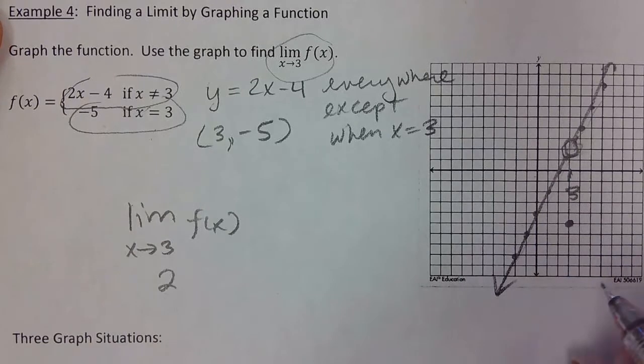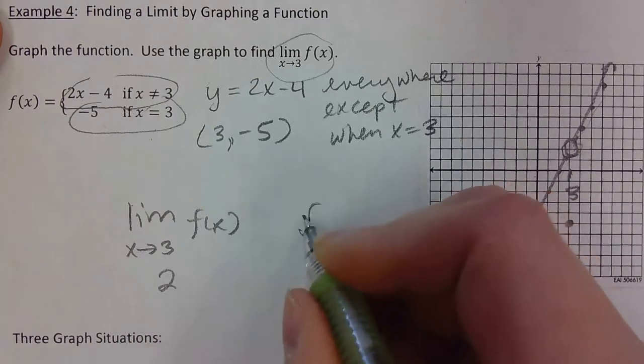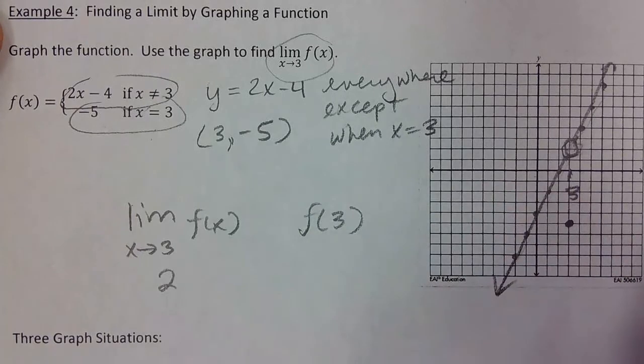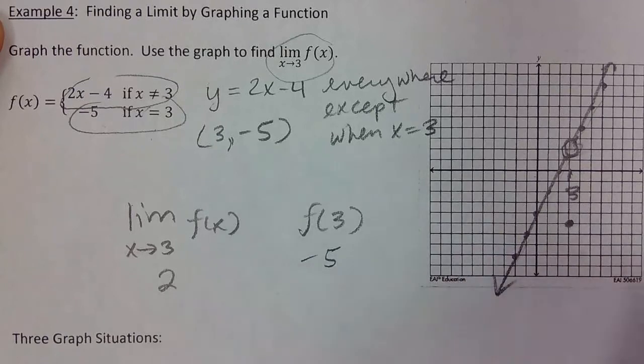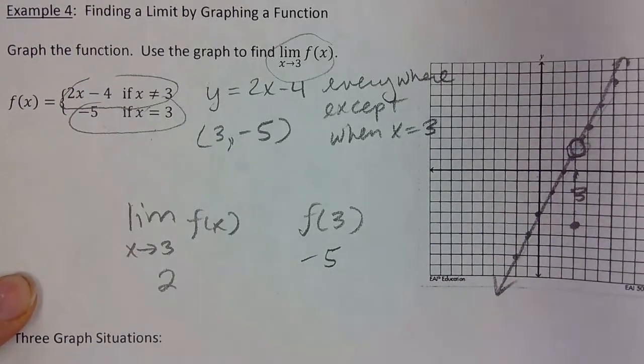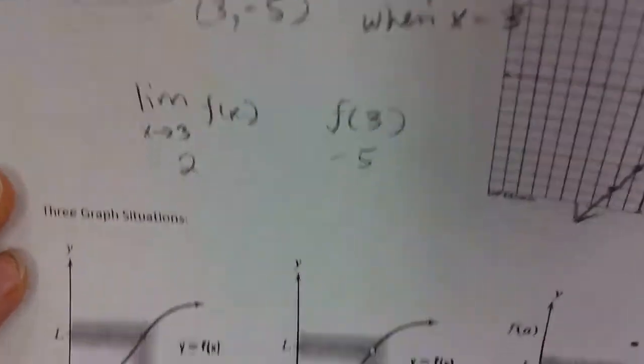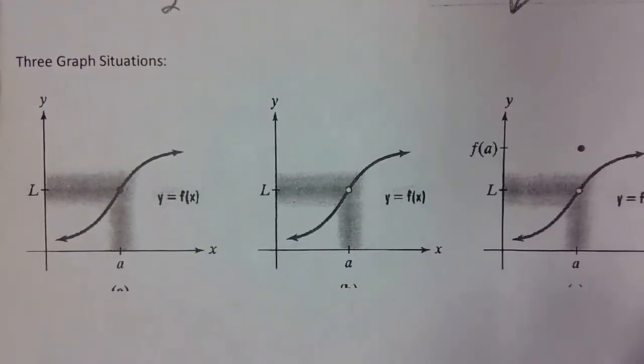If I take it an extra step, though, I would find once again that when I find the value of my function at 3, so when I find f of 3, it doesn't actually equal 2. It actually equals this dot down here, my negative 5, that point. So there's basically 3 different kinds of graph situations that we want to keep in the back of our minds as we're working through this today.